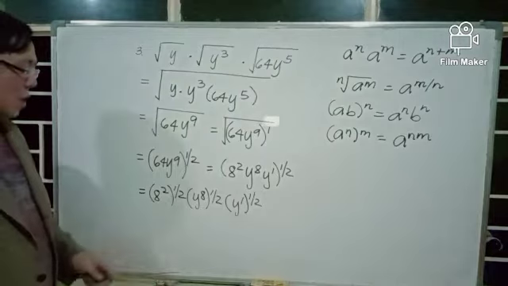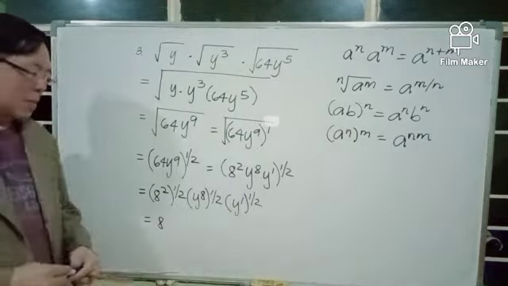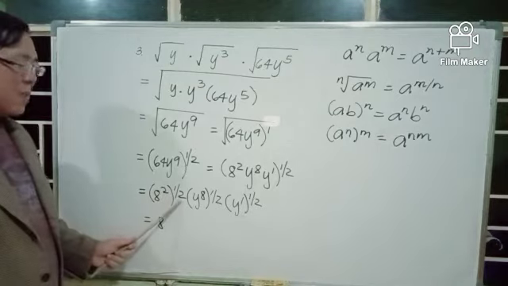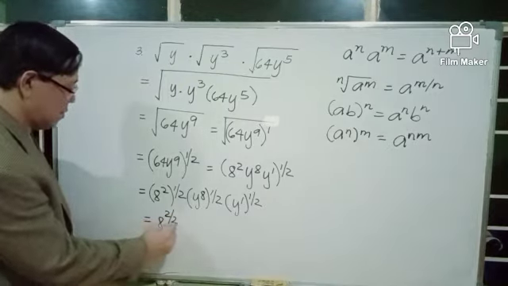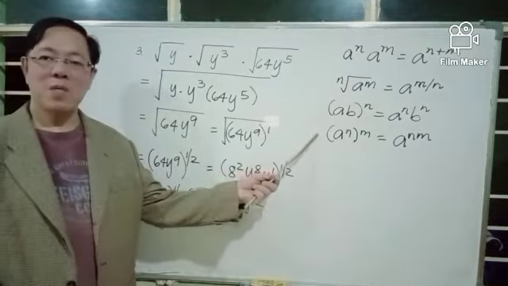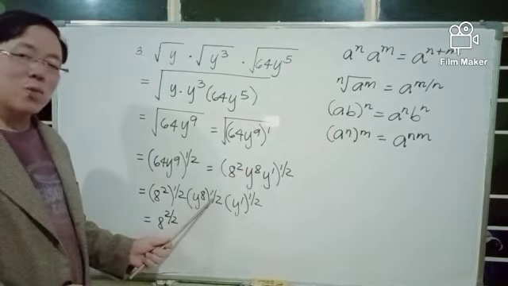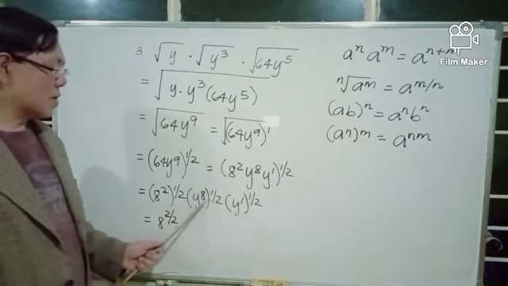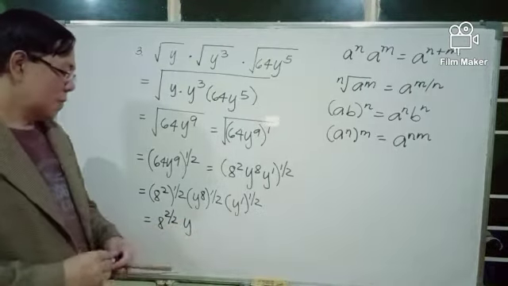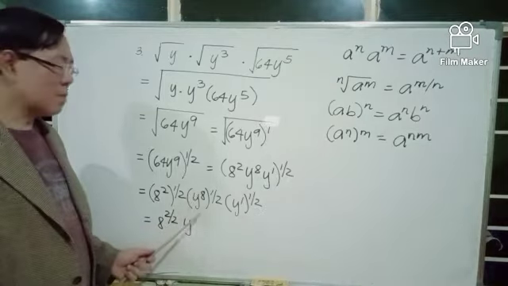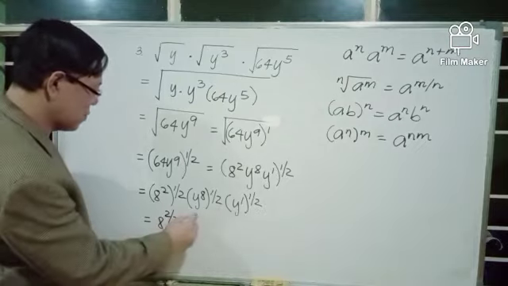8 squared raised to 1/2 is now equal to 8. Multiply the exponents: 2 multiplied by 1/2 is 2/2. We also apply this property of exponent to simplify y raised to 8 raised to 1/2. And y raised to 8 raised to 1/2 is y to the power, multiply the exponent. 8 multiplied by 1/2 is 8/2.